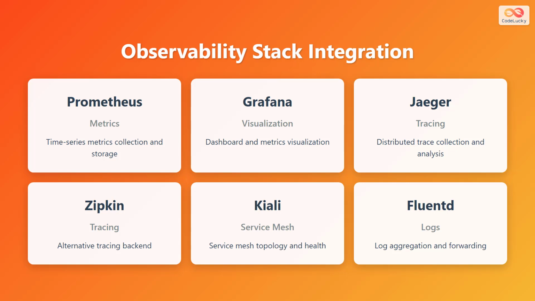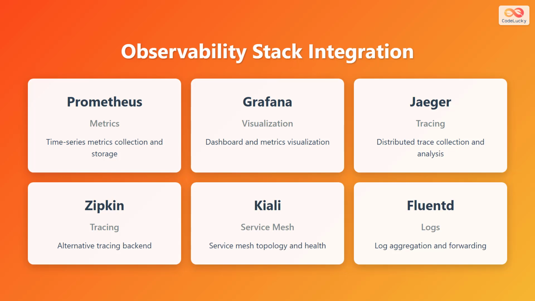Istio integrates seamlessly with popular observability tools to provide a complete monitoring solution. For metrics collection and storage, Prometheus is the standard choice, scraping metrics from Envoy proxies and storing time series data. Grafana provides powerful visualization capabilities, allowing you to create dashboards that display metrics and identify trends. For distributed tracing, Jaeger is a popular backend that collects and analyzes distributed traces, helping you understand request flows and identify bottlenecks. Zipkin is an alternative tracing backend that also integrates well with Istio.